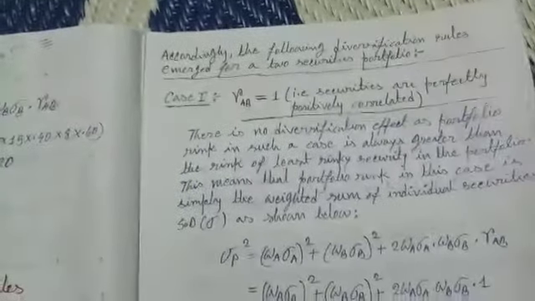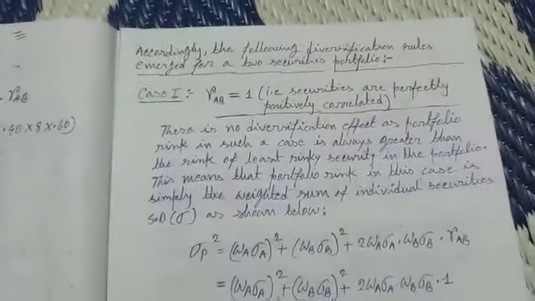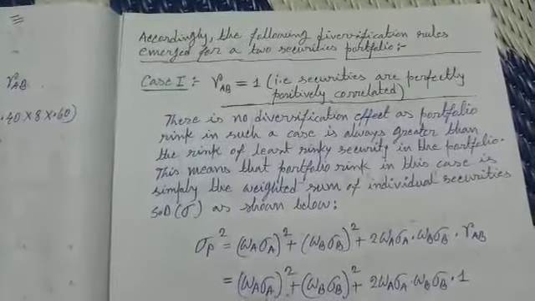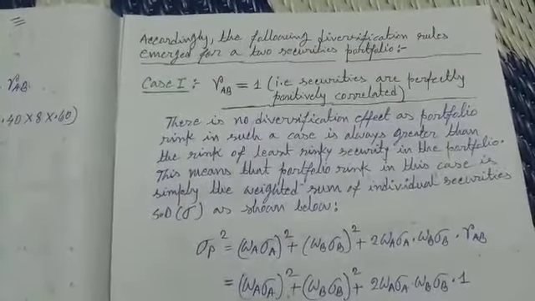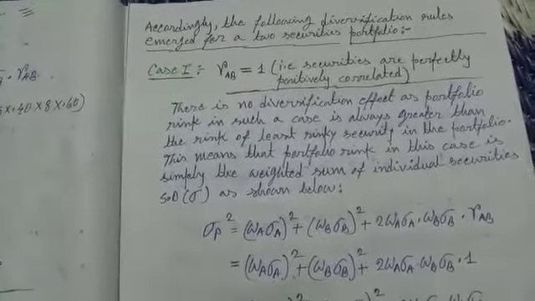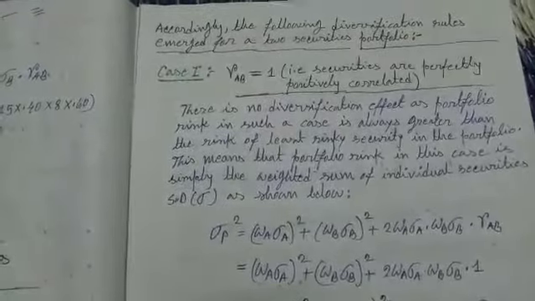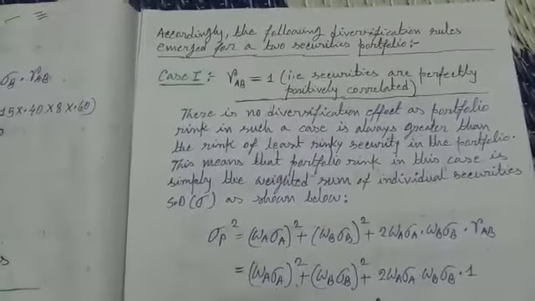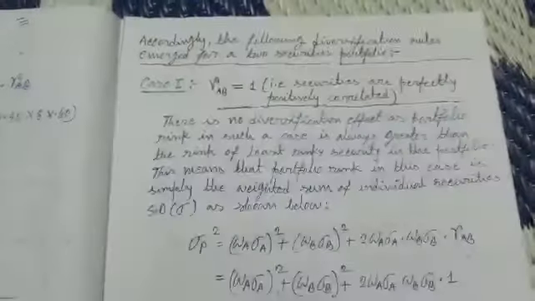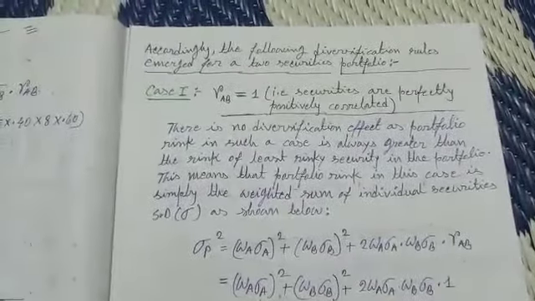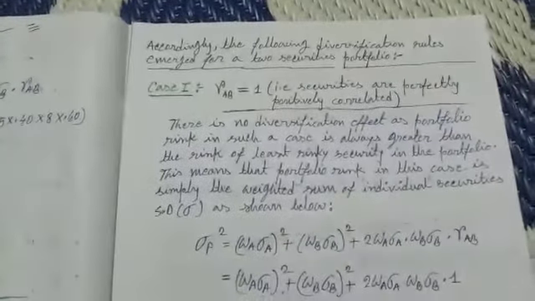Now, accordingly, the following diversification rules emerge for a two security portfolio. Case 1, where RAB equal to 1, that means here the securities are perfectly positively correlated. That means if return of security A is increased by 1%, return of security B will also increase by 1%.